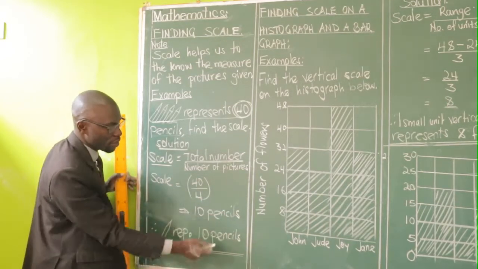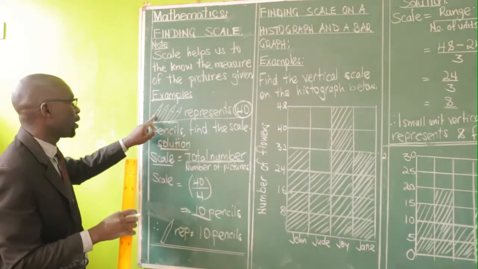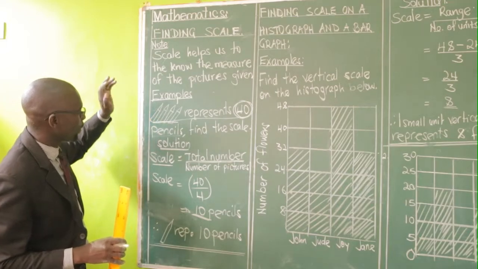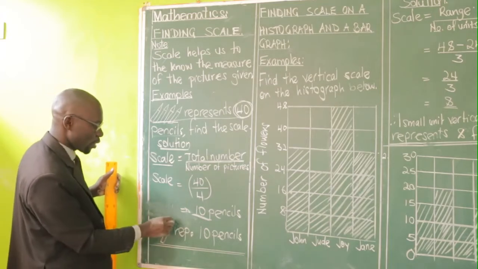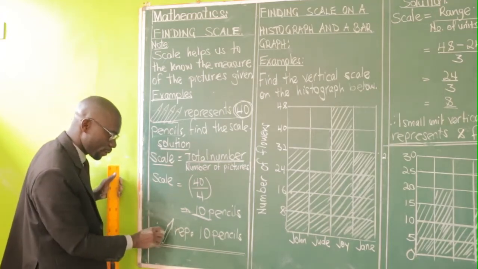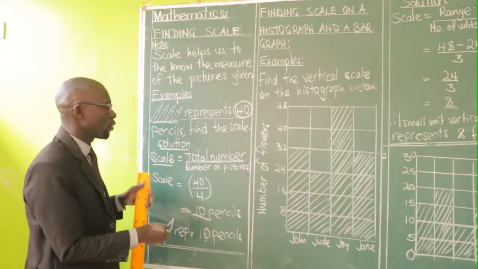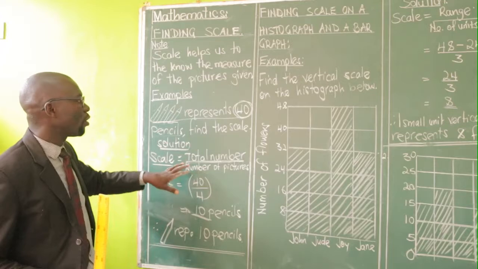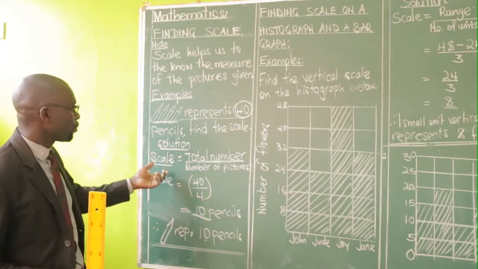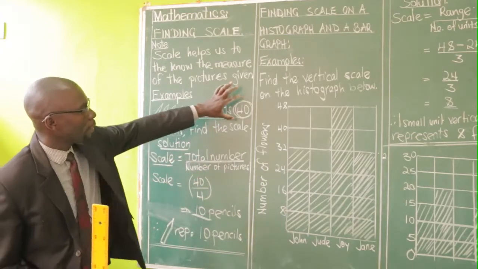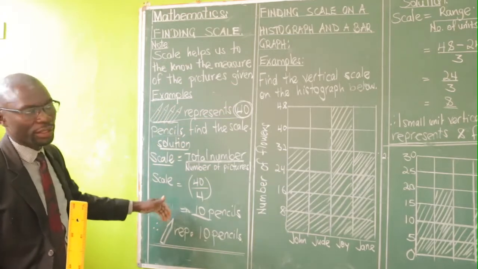So 10 pencils. This should mean that every picture of a pencil that you see here is representing 10 pencils. So that's why I have concluded here and said, therefore, one picture of a pencil represents 10 pencils. So whenever you've been told to find the scale, or how many pencils or how many mangoes are being represented by one picture, get the total number out of the number of pictures you've been given. So you'll be able to find the scale.